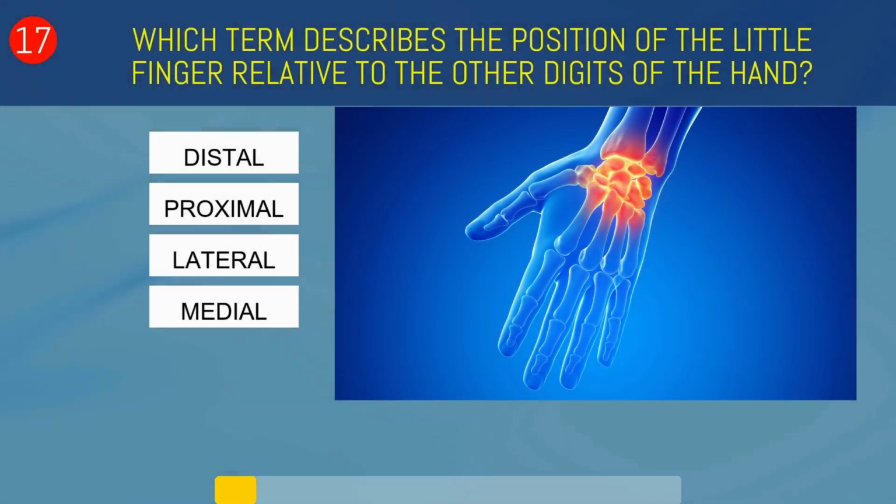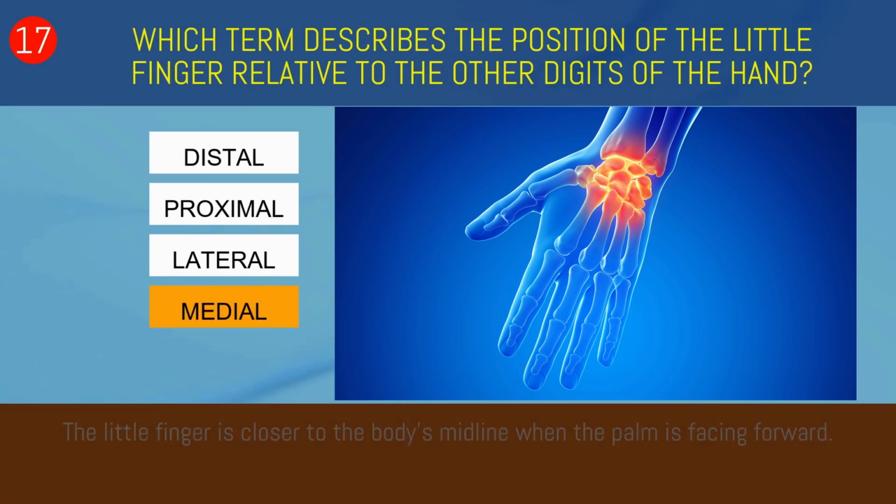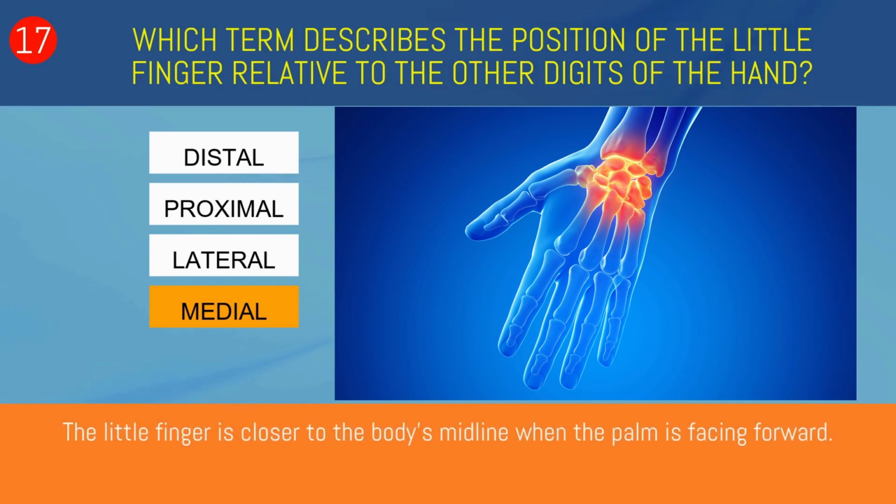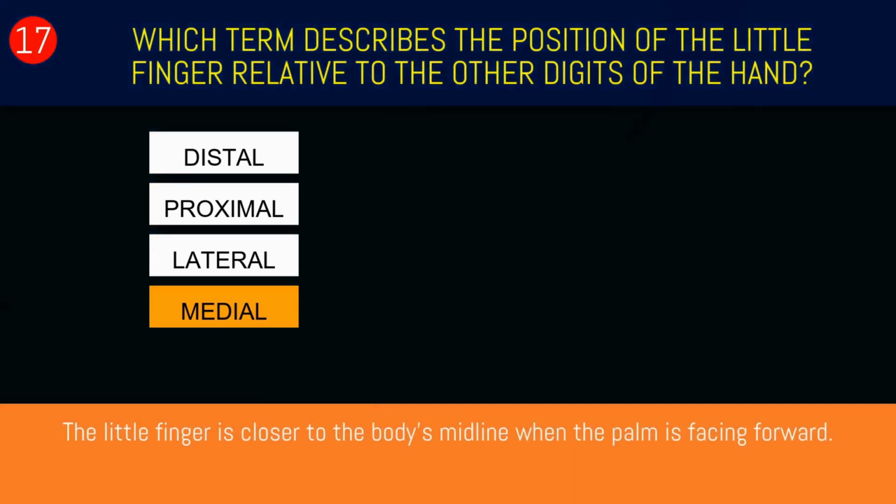Which term describes the position of the little finger relative to the other digits of the hand? Distal, proximal, lateral, or medial? Medial. The little finger is closer to the body's midline when the palm is facing forward.